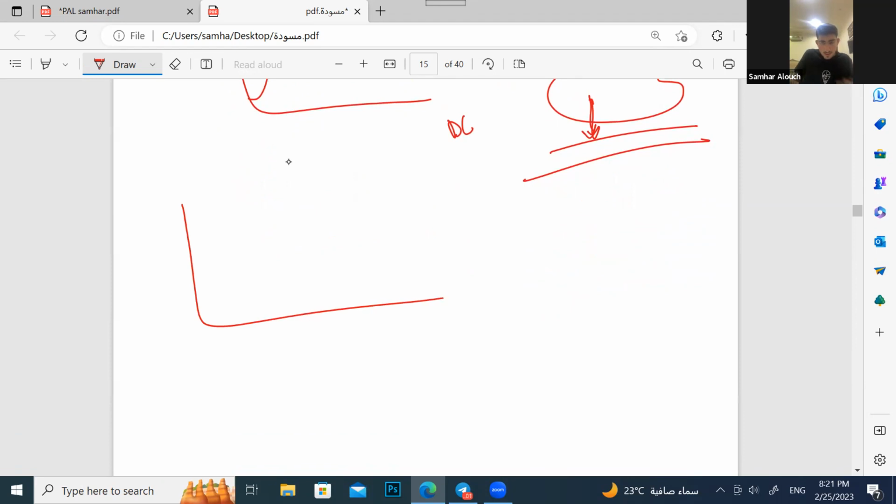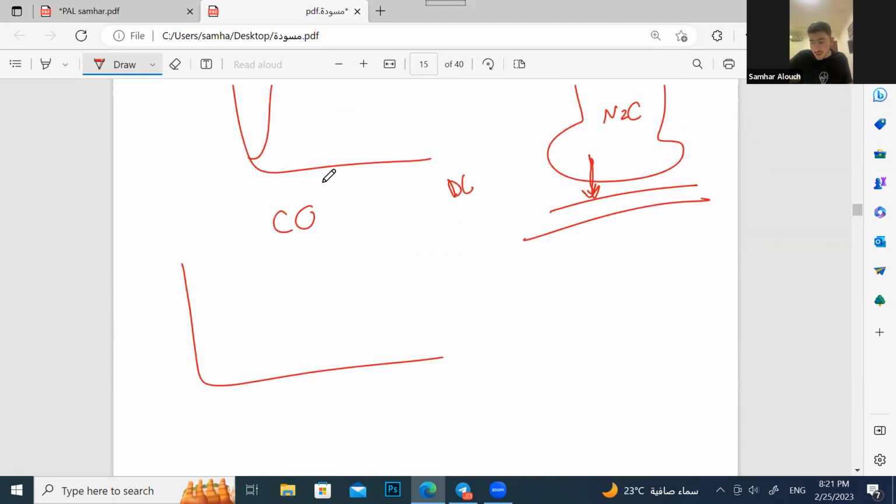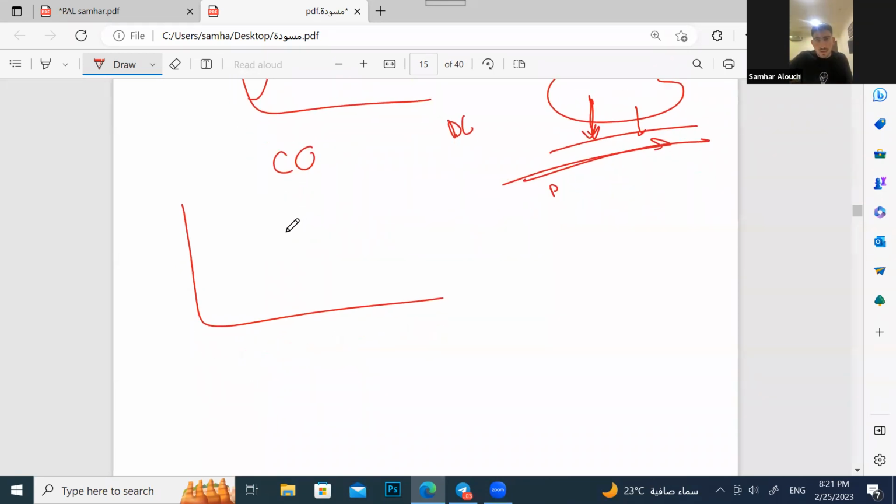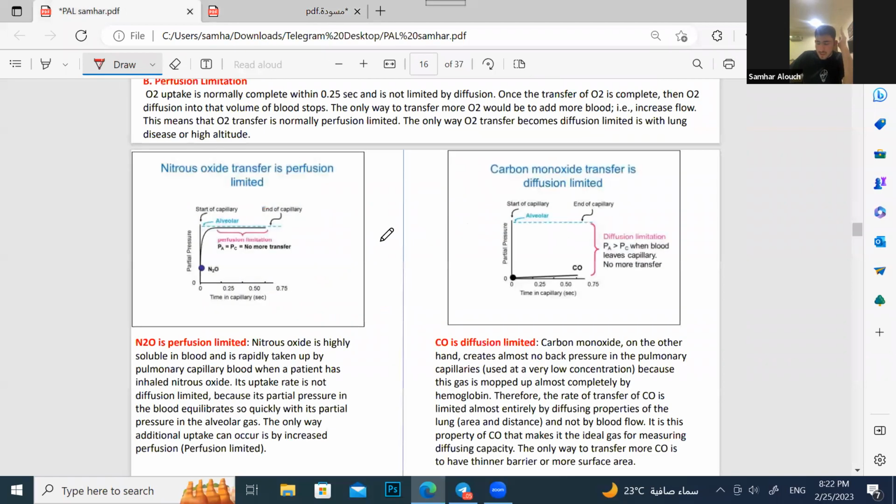Another example, the last example, is CO. CO enters and it binds to hemoglobin. So its pressure here is always zero or very low, because once it enters, it binds to hemoglobin. This is the max, and here it is. Look how much difference there is. Is it diffusion limited or perfusion limited? Diffusion limited, because it can't reach the max.